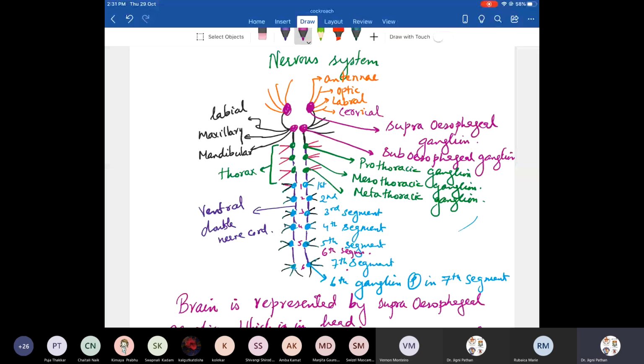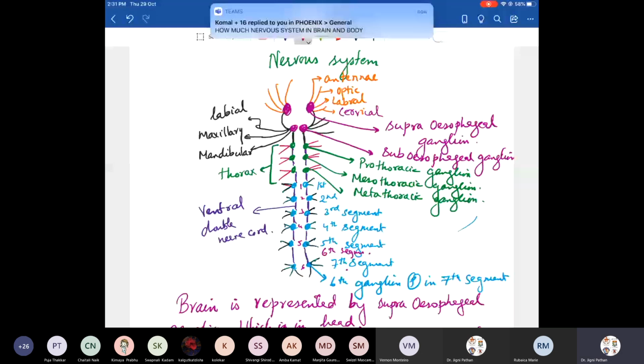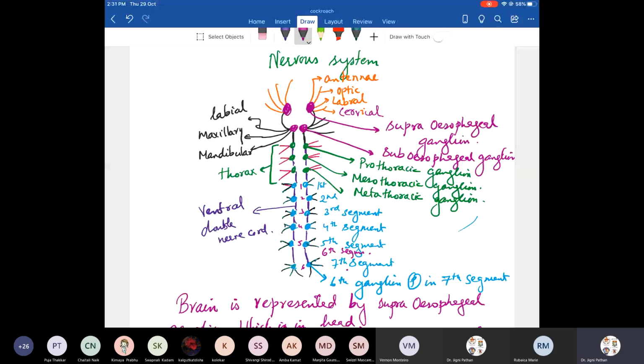See, only the supraesophageal ganglia, the part above the esophagus, is present in the head. Rest, everything is present in the other parts of the body.